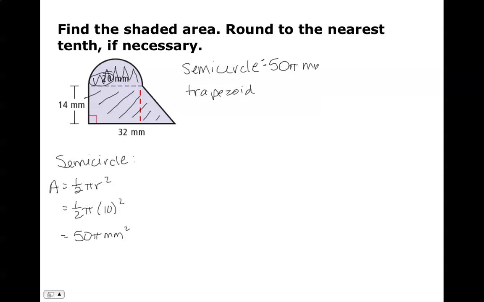Don't forget your pi. This is the exact answer. When you type pi in the calculator and multiply, that gives you an approximation. My advice, keep everything exact until the very end.